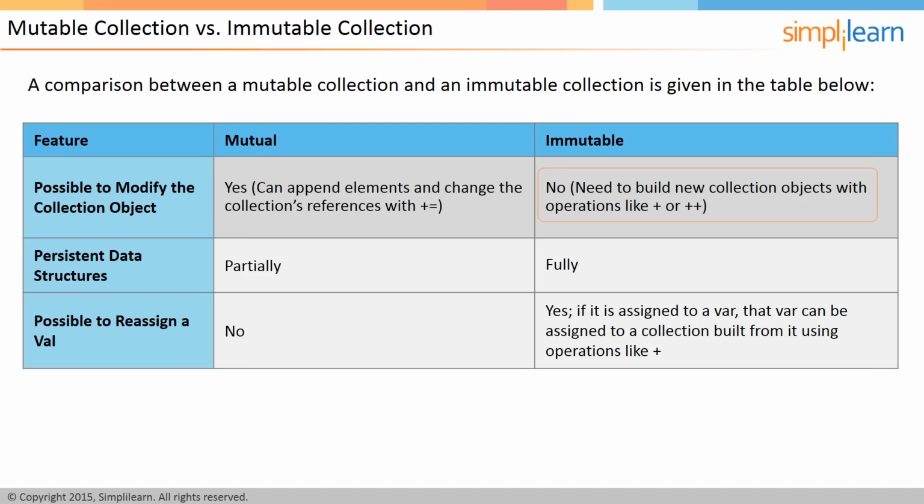A mutable collection that is bound to a value can be altered. However, you cannot reassign the value. On the other hand, an immutable collection cannot be altered. However, if it is assigned to a variable, that variable can be assigned to a collection built from it using operations like plus.